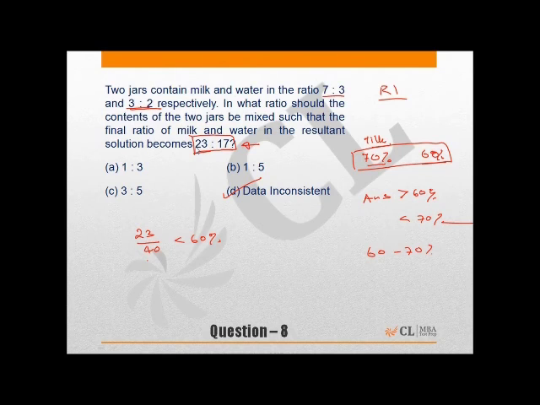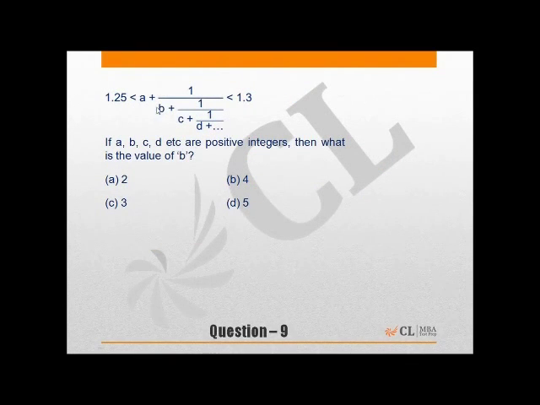Next question. 1.25 is less than A plus 1 upon B plus 1 upon C plus 1, etc., and this is less than 1.3. A, B, C, D are positive integers. What is the value of B? A round 1 question from numbers, which we have done a number of times, and you can easily do it with the help of choices also.